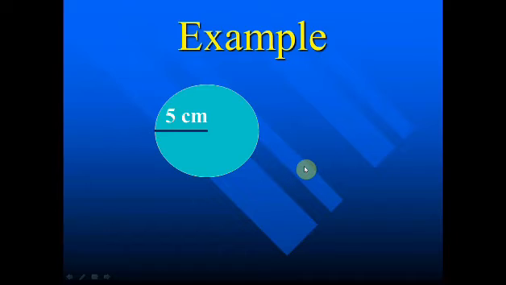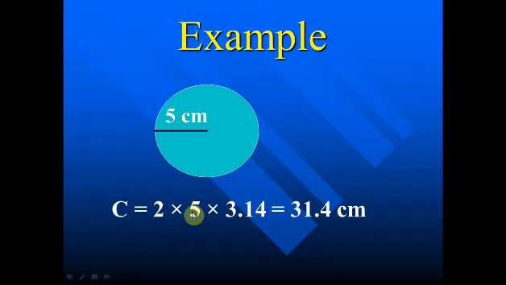The formula we use is 2 multiply pi multiply radius. 2 multiply 5, the length of the radius, multiply 3.14, this is the value of pi. 2 multiply 5 is 10, and 10 multiply 3.14, the result will be 31.4 centimeters.